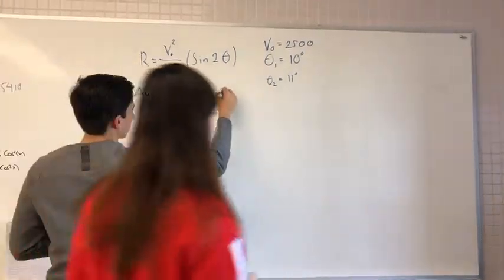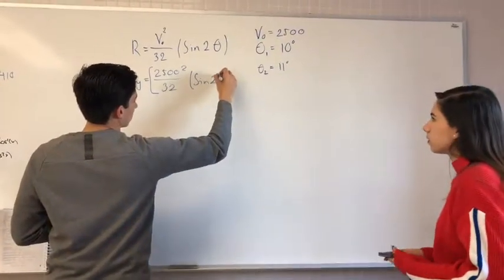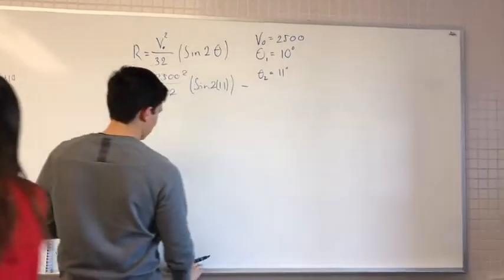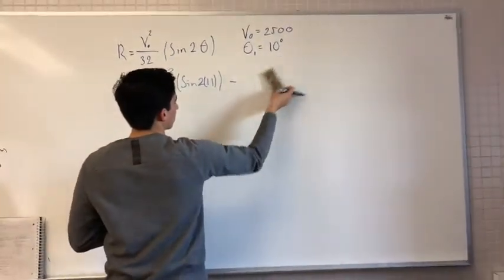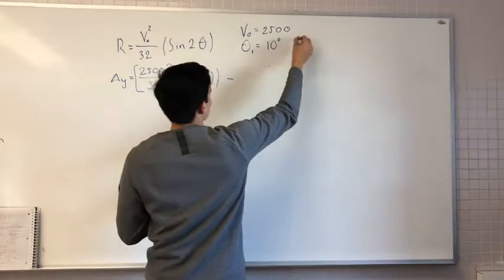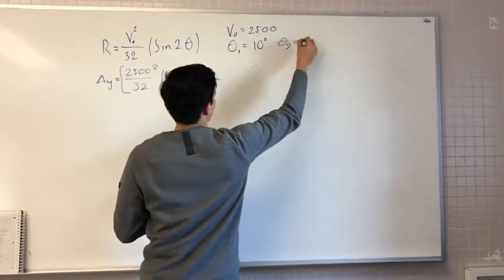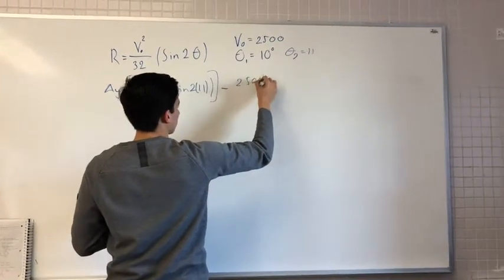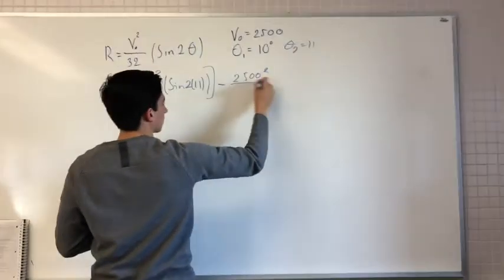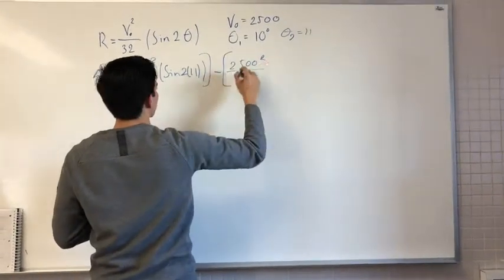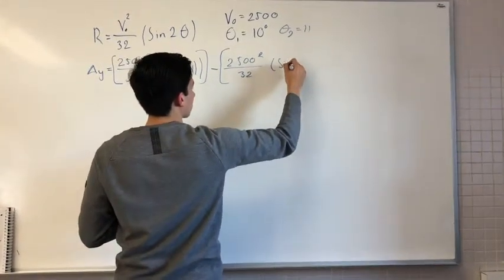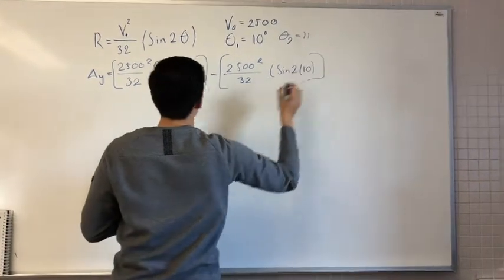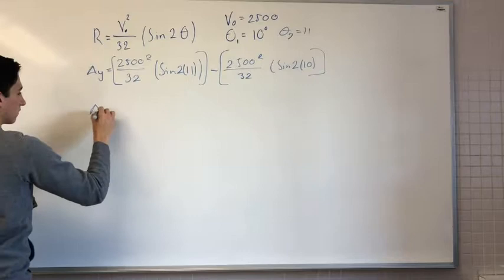In this case, they gave us x as data, so we know that x1 is 10 and x2 is 11. We also know that velocity equals 2,500. So then we substitute this information they gave us into the increment formula, which in this case will be 2,500 squared over 32 times sine 2 times 11 minus 2,500 squared over 32 times sine 2 times 10.